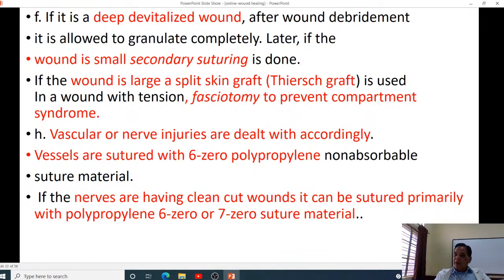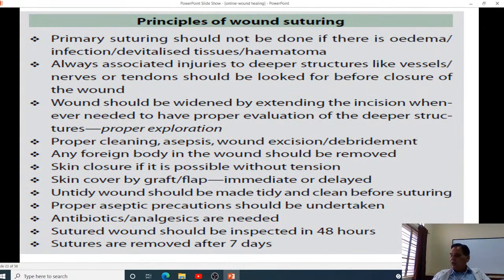Vascular must be repaired. Nerves must be repaired. We are using a lot of good material like polypropylene, that is Prolene 6-0 or 7-0 for nerves. That means you have to take care of all the associated parts. So what are the principles of wound suturing? First, primary suturing should not be done if there is an edema. So these are the basic principles. If they ask principles, you must write this down.